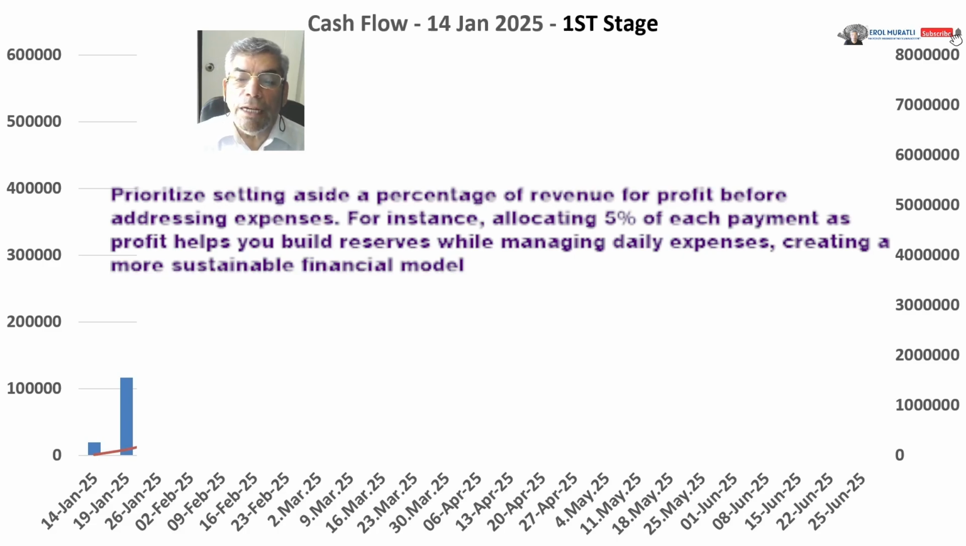Prioritize setting aside a percentage of revenue for profit before addressing expenses. For instance, allocating 5% of each payment as profit helps you build reserves while managing daily expenses, creating a more sustainable financial model.